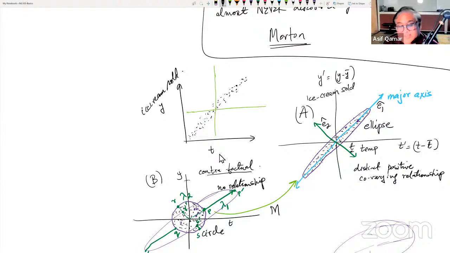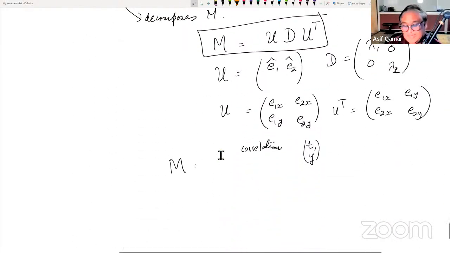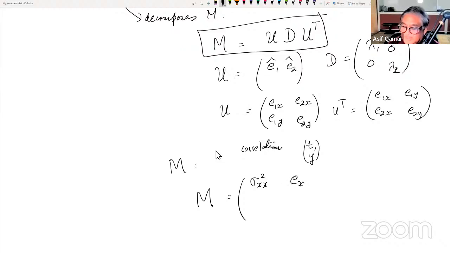If there are two alternate representations of the same reality, then the two realities must be related. There must be a mapping from one to the other. And such a mapping does exist. In fact, M, in terms of the correlation, is literally this. This matrix can be written as sigma xx, sigma square xx, sigma xy, the standard deviation between x and y, sigma, the square of the standard deviation. This is what it is.